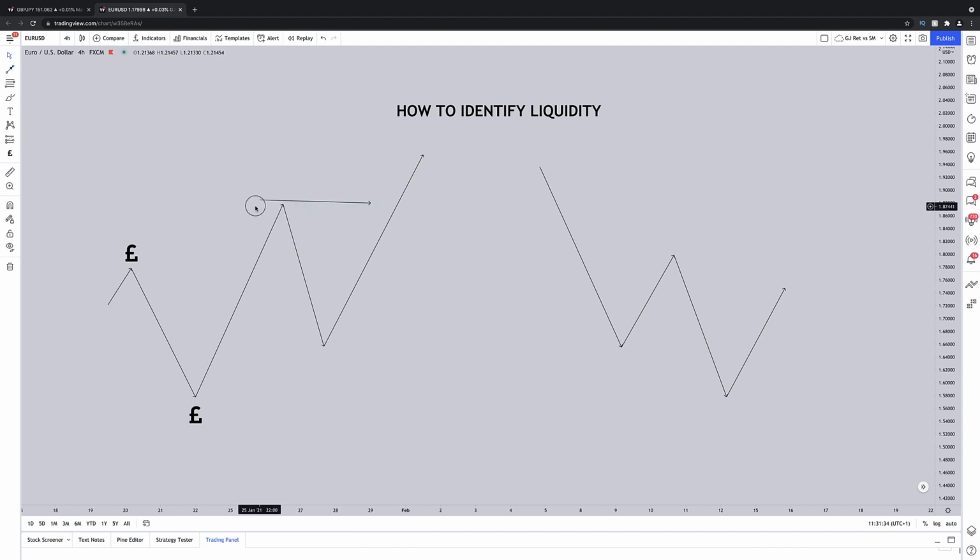There's going to be stop losses above this area. Just like there was stop losses above this area, there's going to be stop losses above here. And what happens is this then becomes buy side liquidity. You have to think about who's looking to buy up here.